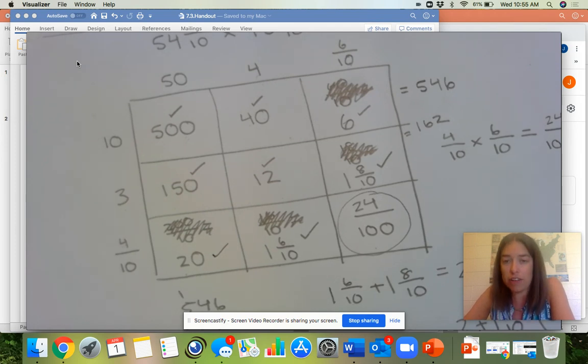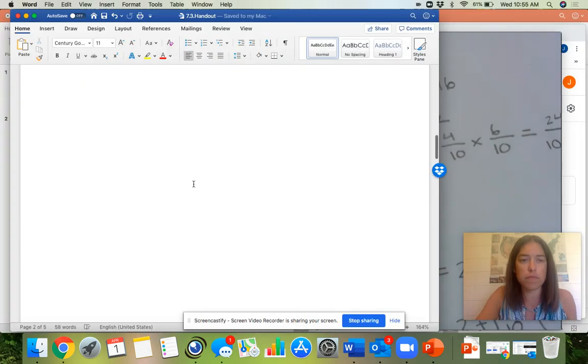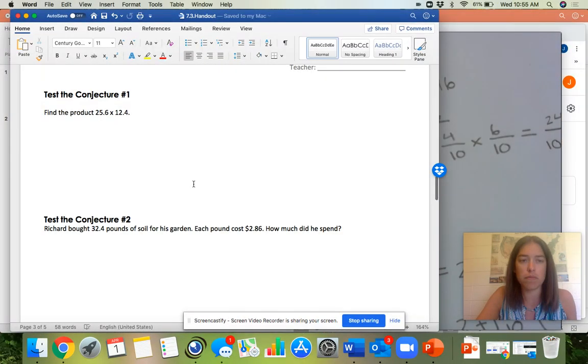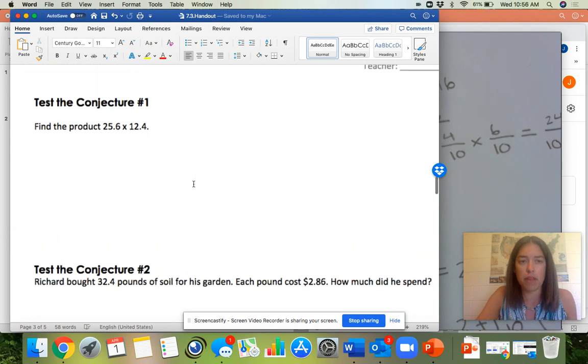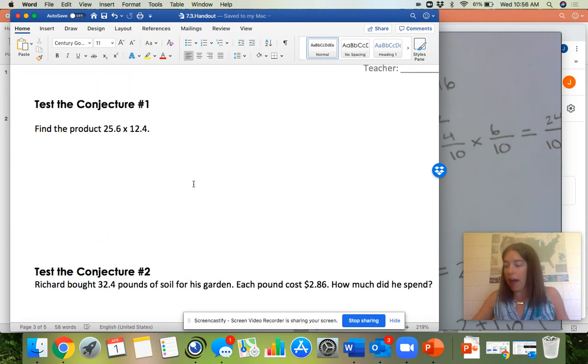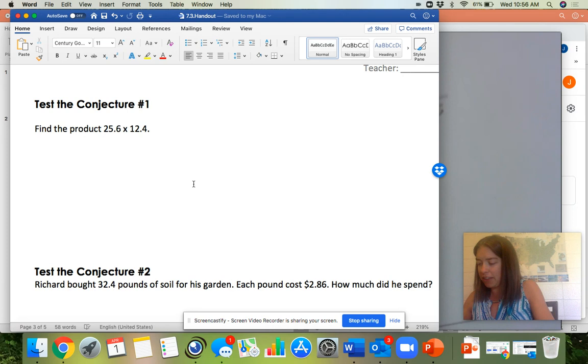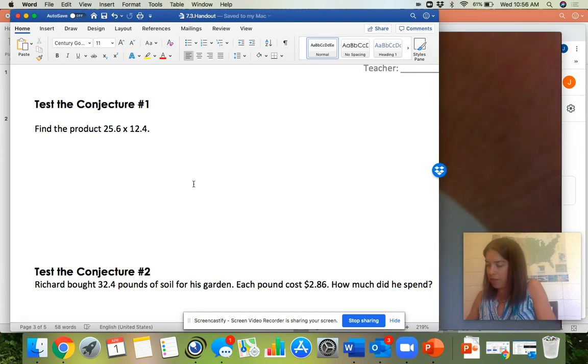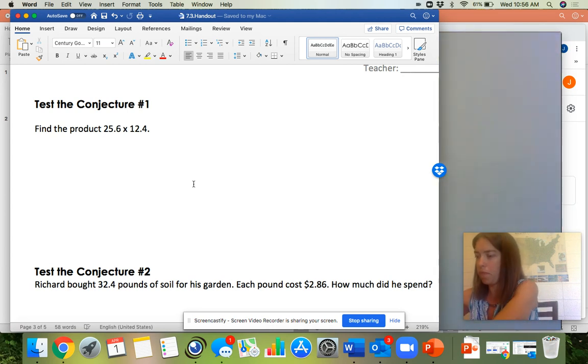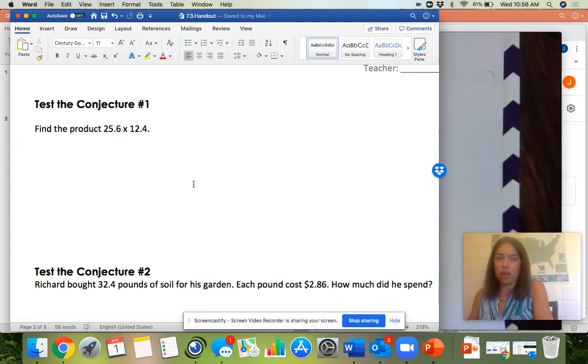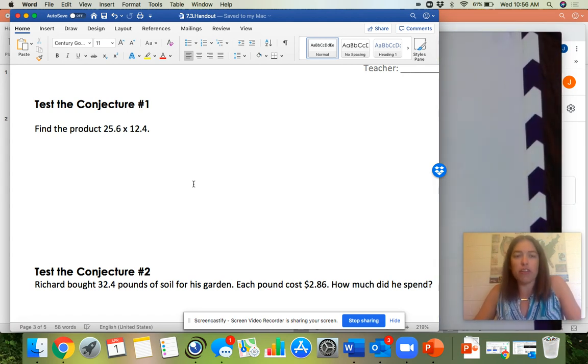Let's take a look at a couple more problems together. All right, I am out of room on my scrap paper. I definitely need to find some more. I'm going to flip my paper over. So we can take a look at problem number 1.